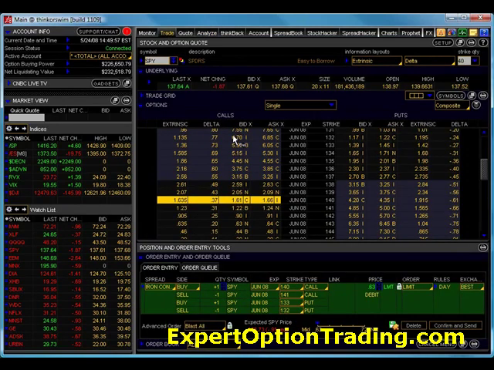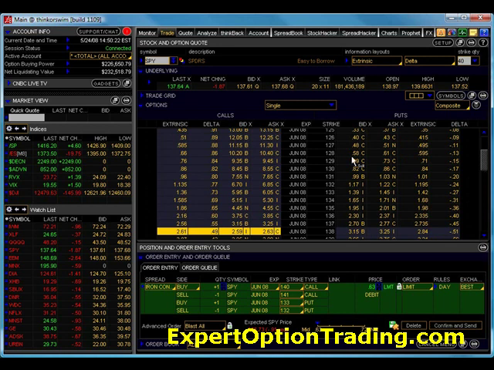Let me show you what I mean by positive and negative delta here. On the calls you have delta. Delta is the rate at which the option will move for every $1 move in the underlying stock. Delta is higher when the option is in the money.